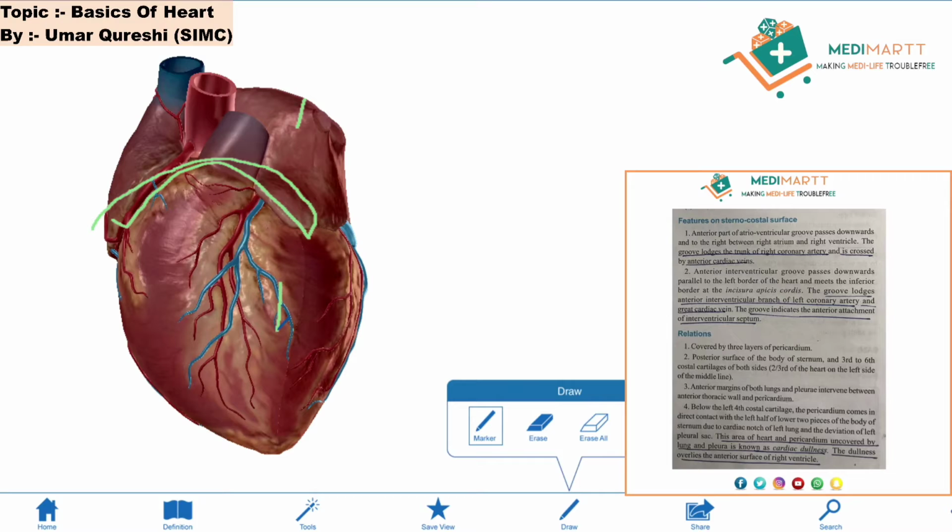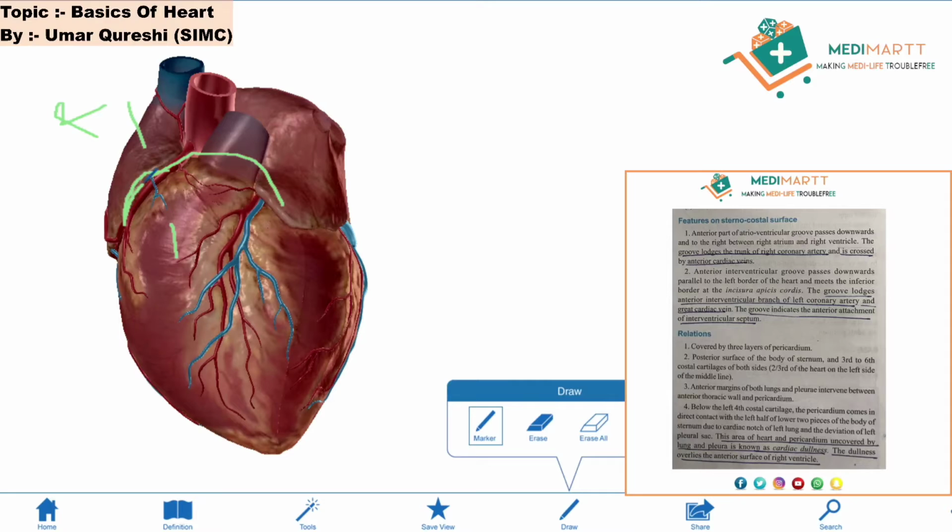It passes downwards and to the right, between the right atrium and the right ventricle. Means what Ekadatta is trying to say is that this atrioventricular groove passes downwards to the right. This is the right side. So it passes downwards towards the right side between the right atrium, this is the right atrium, and the right ventricle, this is the right ventricle. The groove lodges the trunk of the right coronary artery.